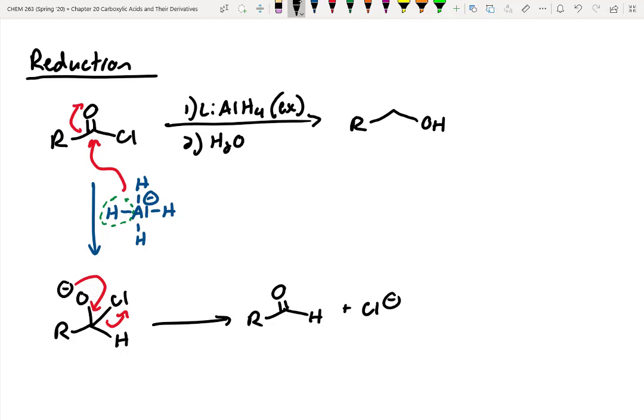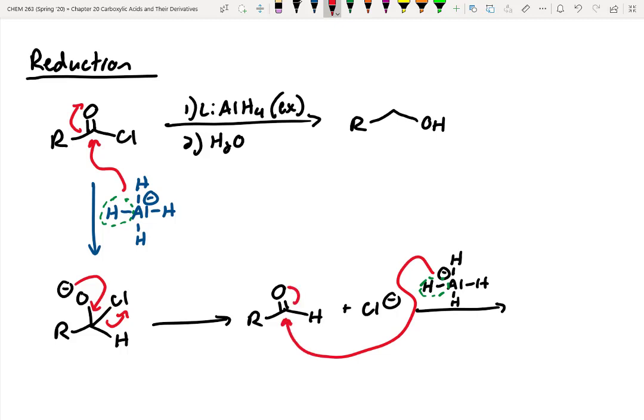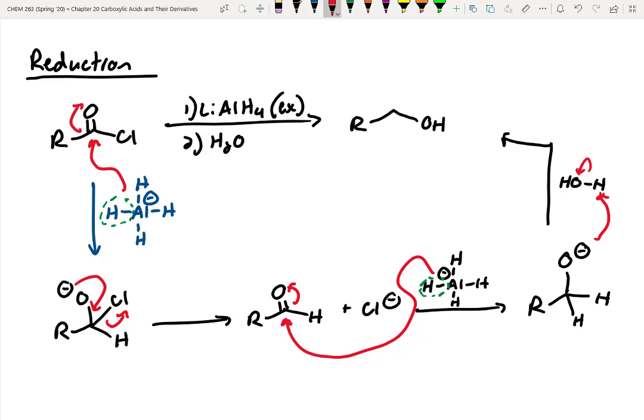However, we're not done yet. We still have excess lithium aluminum hydride. And it's always going to overshoot, meaning if we have excess hydride, it's going to attack this aldehyde intermediate to give us a compound that is now reduced a second time. All right, and then in this last step, all we need to do is have this react with some sort of weak acid, like water, in order to protonate the alkoxide to give us our primary alcohol.